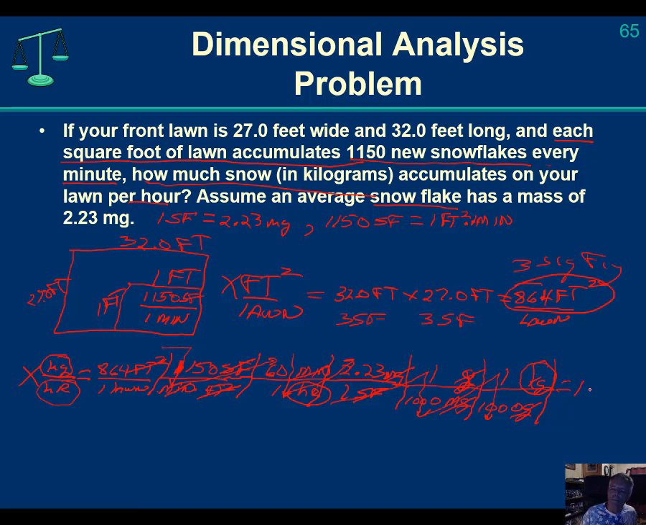And so I come up with 132.9 kilograms every 1 hour on the lawn, but to 3 sig figs, I'll go ahead and round up to 133 kilograms per hour that accumulate on my lawn. And that's how we do that.